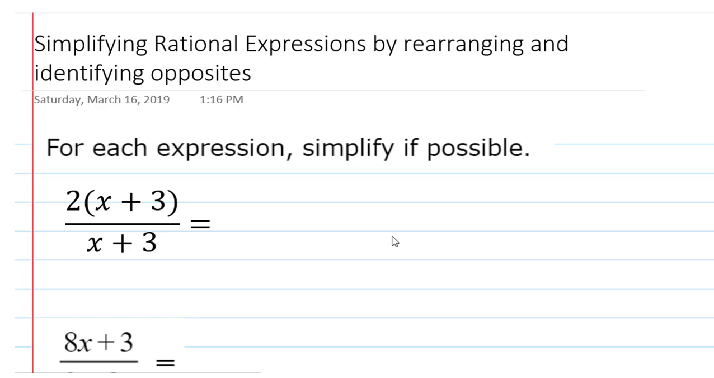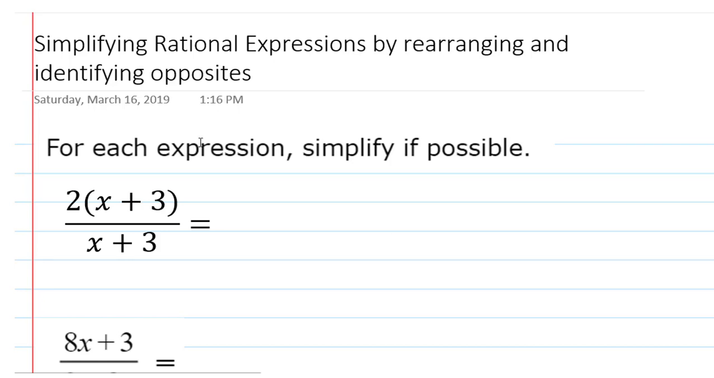In this video, we're going to continue our discussion about rational expressions and how to simplify them. And we're going to look at some special cases that can come up. Sometimes we'll have to rearrange the order, and sometimes we'll have to identify when we have opposites.